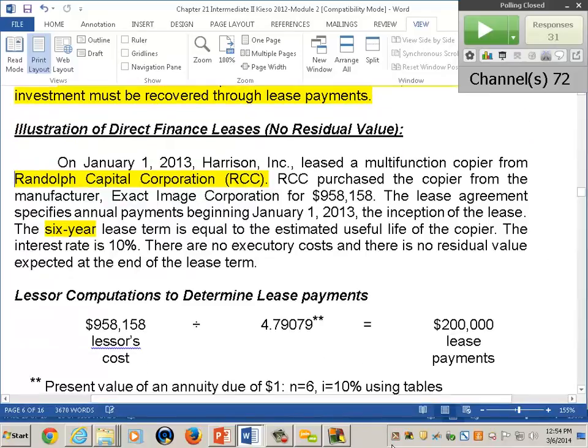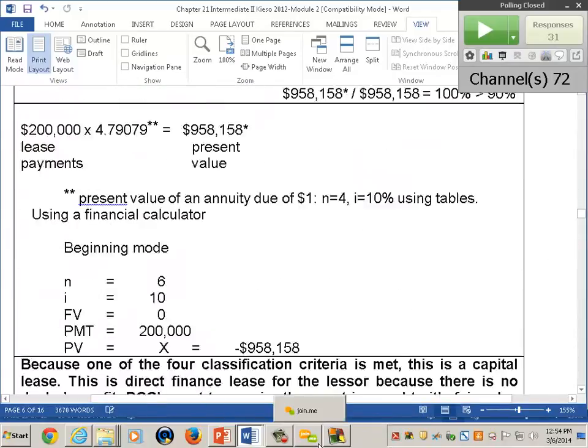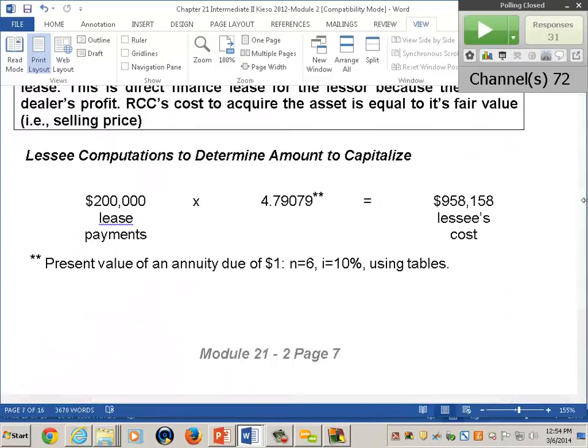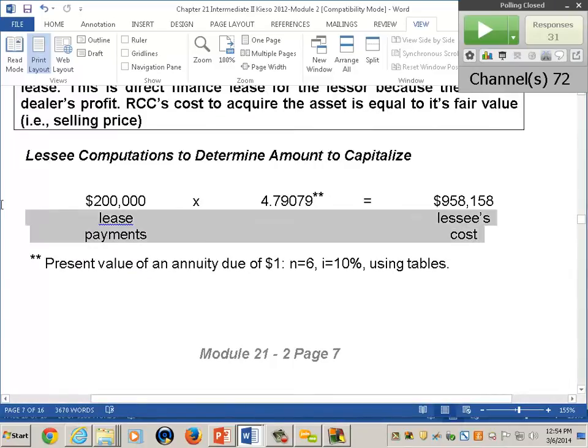All right, and of course, when the lessee gets this, I think you know what's going to happen: the lessee capitalizes it as the present value of the minimum lease payments down on page 7, and that, of course, is $958,158.